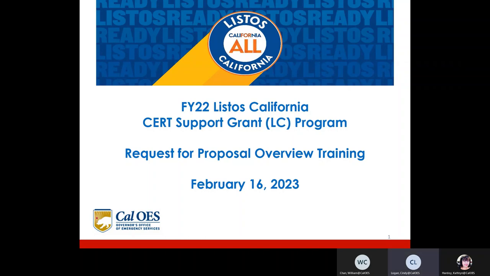Before we start, I'd like to go over a few housekeeping items. Number one, the presentation is being recorded and will be available for on-demand viewing later. Everyone who has joined should be on listen mode. We can't hear or see you, and the raise hand feature is off as well. All questions concerning the RFP, the process, or programmatic issues must be submitted in writing by email to listosgrants@caloes.ca.gov.